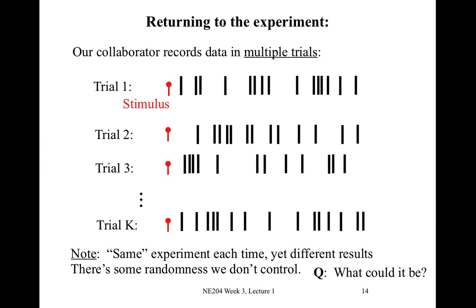So what could this be? What could be causing this randomness? It could be lots of different things. It could be a changing chemical environment that's happening in the slice. It could be other inputs coming into the neuron beyond the stimulus. You could probably think of many other things as well. It's the parts of the experiment that we don't control that can give rise to this randomness.